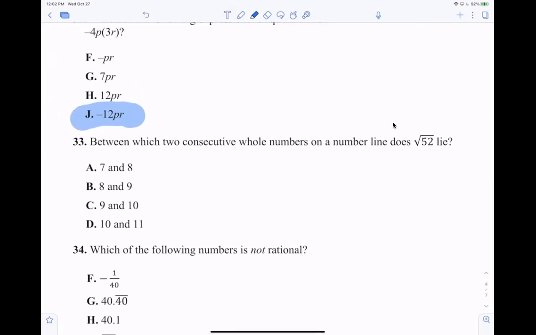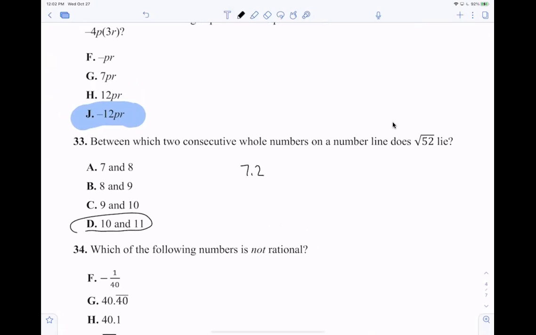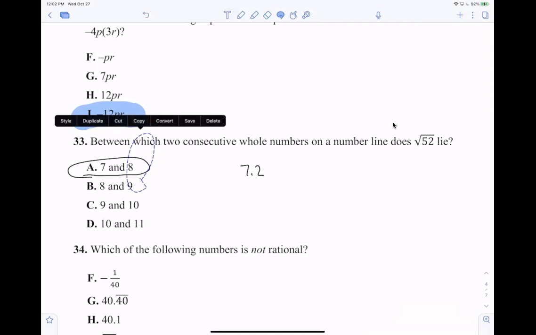All right, so where does the square root of 52 fall? What 2 numbers is it between? Well, what's the square root of 52? 7.2. Right. Is 7.2 between 10 and 11? No. What is it between? That is correct, 7 and 8.